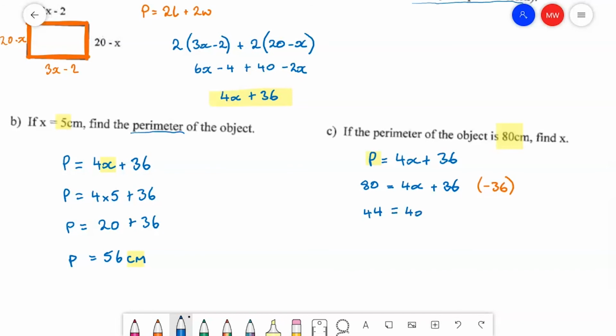Over this side, I've still got 4x. So let's get rid of that 4. It says to times. I'll divide by 4 both sides. I have 11 and x. And in this case, we're going to need to switch it around. So x is 11 centimetres. Again, don't forget your units. And that's our final answer.